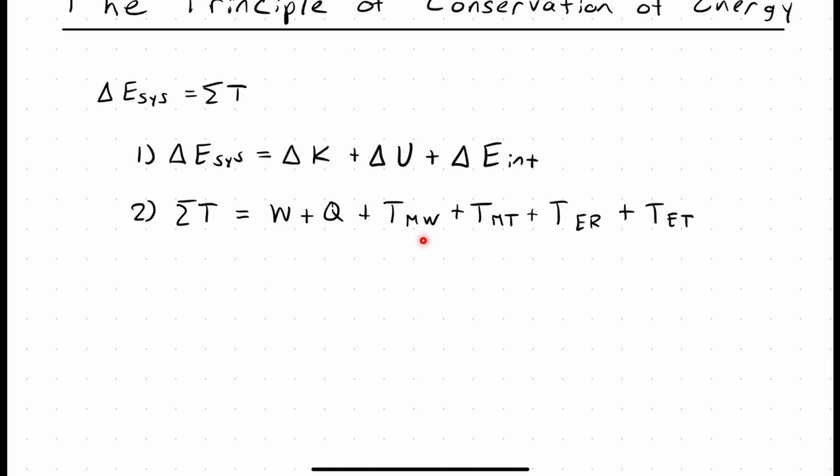MW stands for mechanical waves, which can be thought of as sound or even ocean waves, for example. MT is commonly mass transfer. ER stands for electromagnetic radiation, such as a microwave oven or a light bulb warming you up. And then lastly is electrical transmission, which you could think of as the power being delivered to your hair dryer, the energy the hair dryer gains from that electrical transmission.